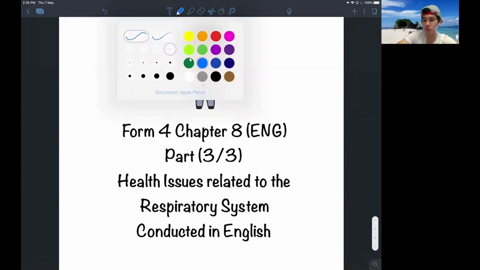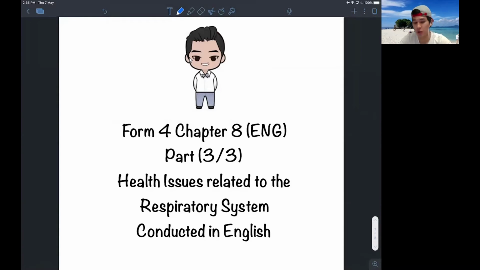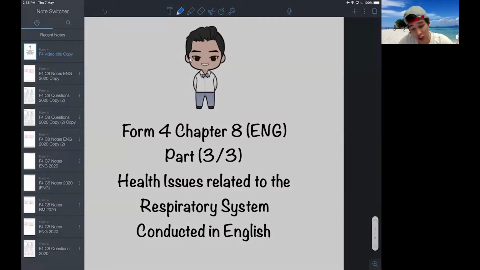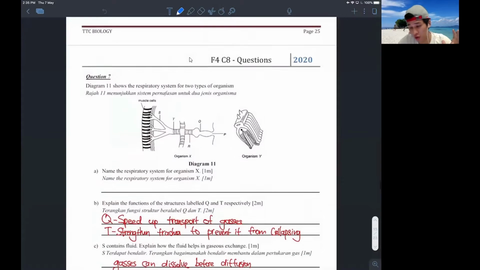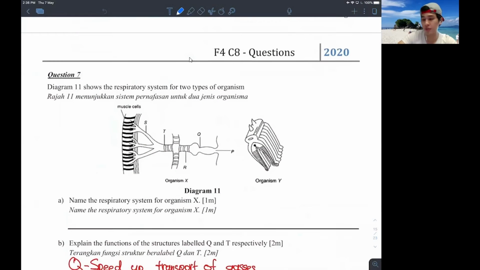But as I mentioned last week, before we go through today's topic, we will start with questions first. I really hope you do this one okay. I will also do question 7 and 8.